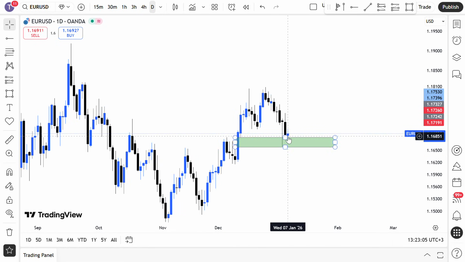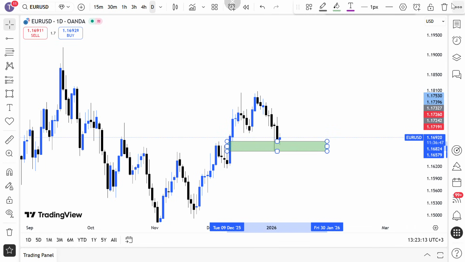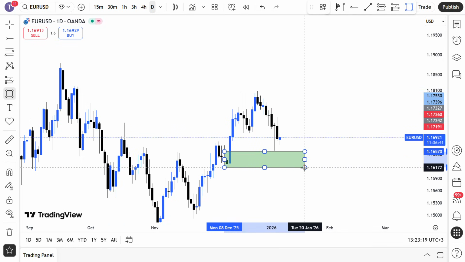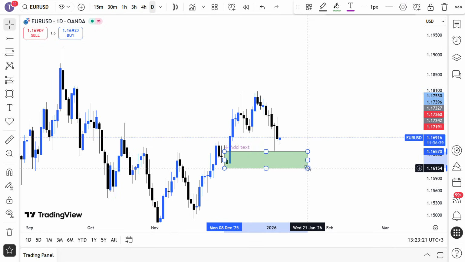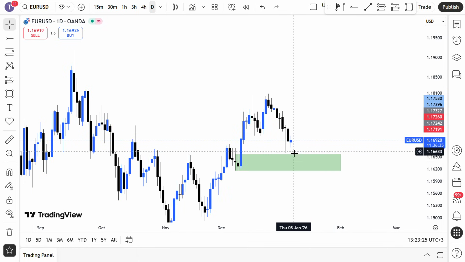If the price wants to go even lower, I think it will be coming down to mitigate this order block down here, the daily order block. So in case price wants to push even lower, I think the price will be coming down to mitigate this order block.